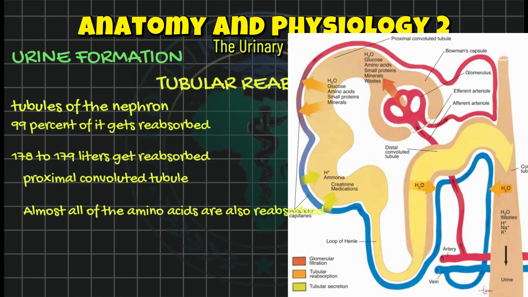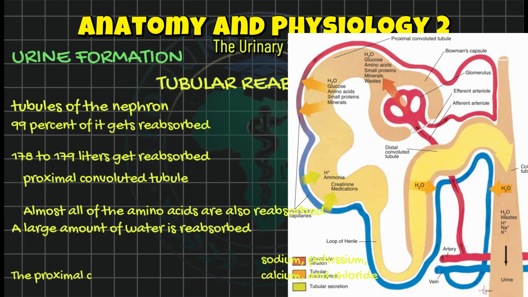Almost all of the amino acids are also reabsorbed because your body needs these to make proteins. A large amount of water is reabsorbed, and this amount can be adjusted based on your body's hydration status. Important electrolytes like sodium, potassium, calcium, and chloride are also reabsorbed, and the amounts reabsorbed can be regulated based on what your body needs. The proximal convoluted tubule does most of the reabsorption, reclaiming about 65% of the filtered water and sodium, plus nearly all the glucose and amino acids.